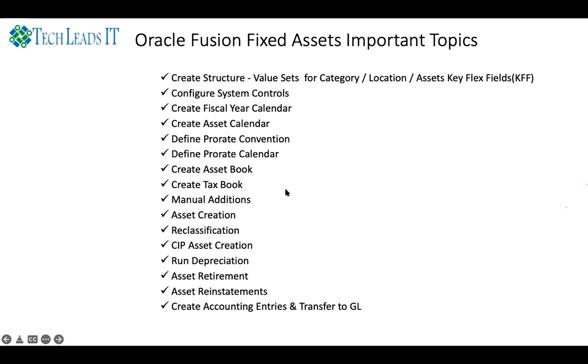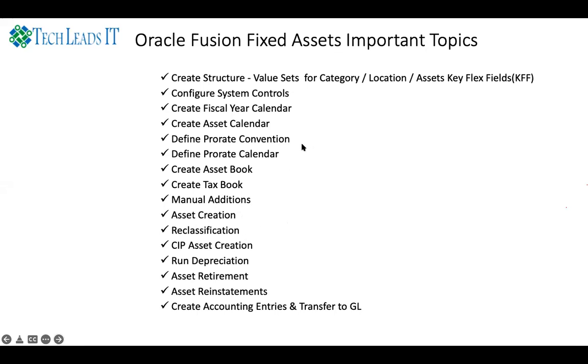And when we are talking about adding the assets, we have manual additions. We also upload from the spreadsheet, that will also be shown. And apart from that, we also have accounts payable mass additions. So from accounts payable, we can also add or convert the invoice to the asset. That will also be covered under the asset additions, which is part of asset creation.